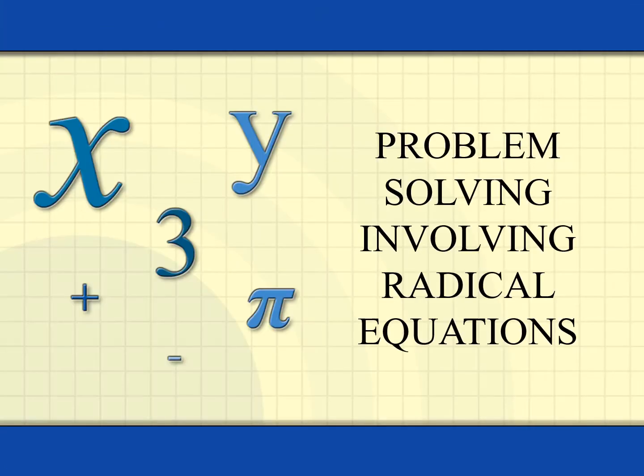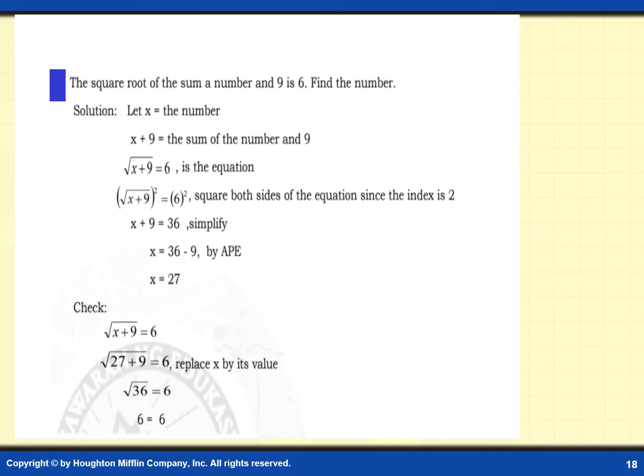Clear? So, let's proceed. I will be giving you some problem solving involving radical equations. Kasi sa activity natin sa last number 8, meron po tayong isang problem solving. So, I will be giving you a lot of examples under po ng radical equation. So, let's proceed. The square root of the sum of a number and 9 is 6.